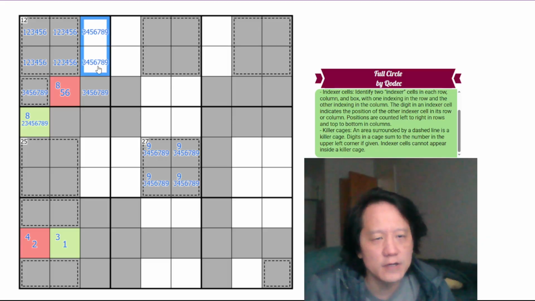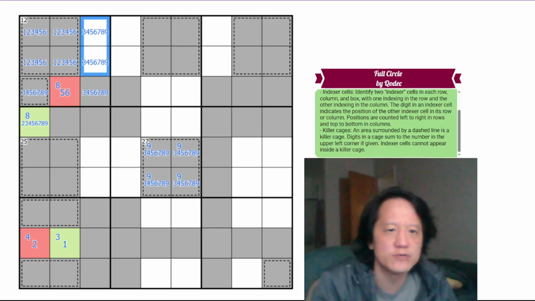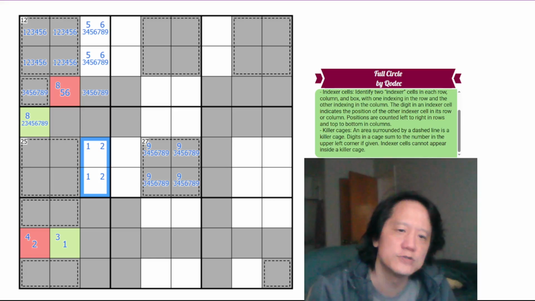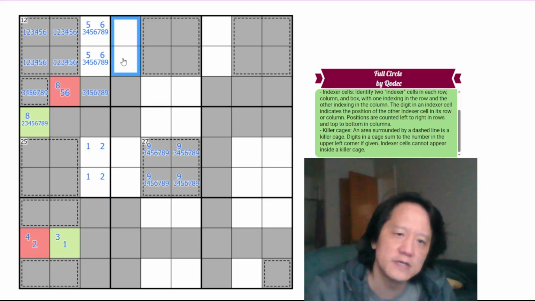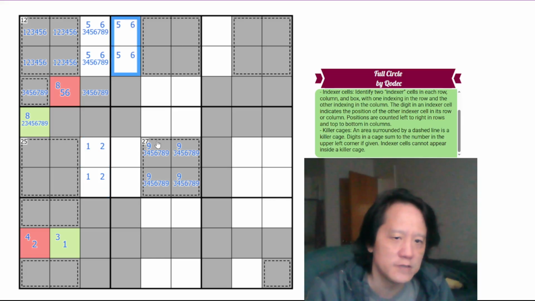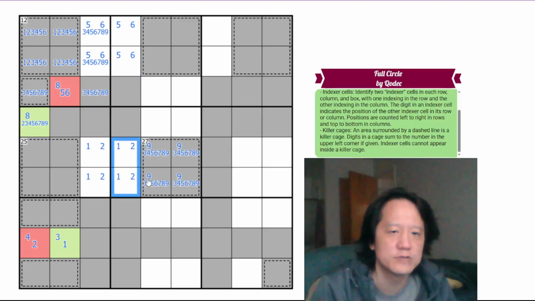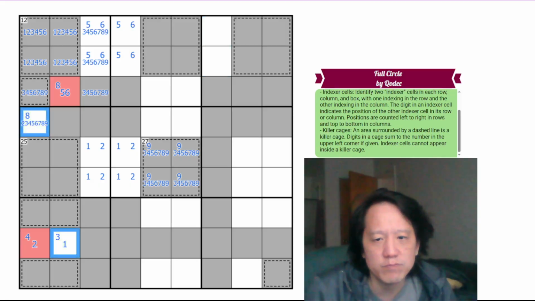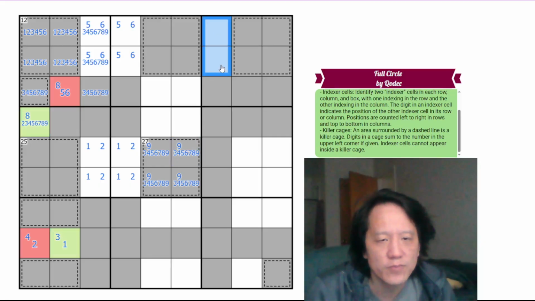Okay, let's look at all indexing columns. So if this is indexing column, it would be 5 or 6. If this is indexing column, it may be 1 or 2. If this is indexing column, it would be 5 or 6. If this is indexing column, it'd be 1 or 2. We know one of these is indexing. Okay, so we know this is some combination. Let's make this blue because we don't know.